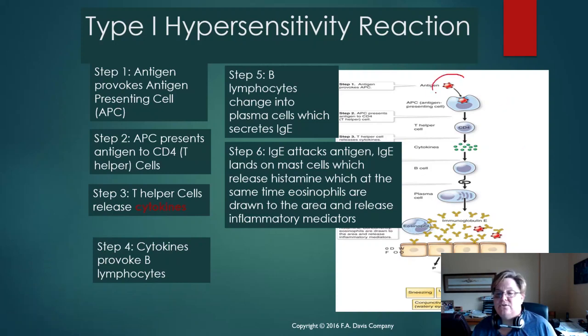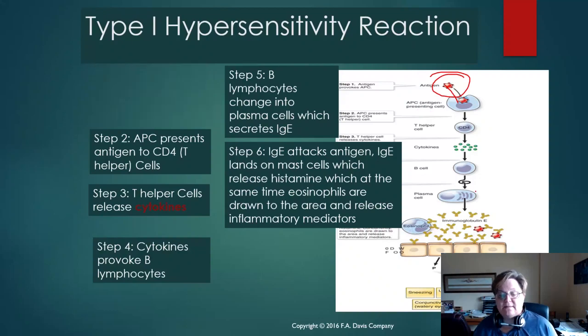So step 1 is just this antigen, and an antigen provokes an antigen presenting cell, and anytime they use a word like provoke, it means attack or attaches or aggravates. So this antigen comes to the APC cell and it attaches itself, it provokes it. Then we see that in step 2, the APC presents itself to a CD4 cell. And you've heard of CD4 cells before. They're the T helper cells, and they work in a lot of inflammatory and infection processes.